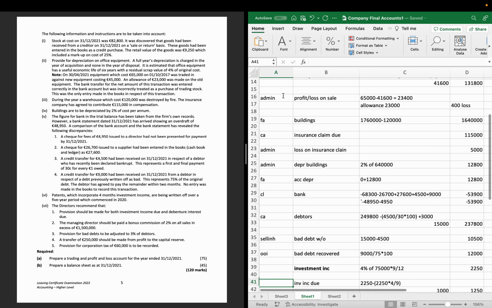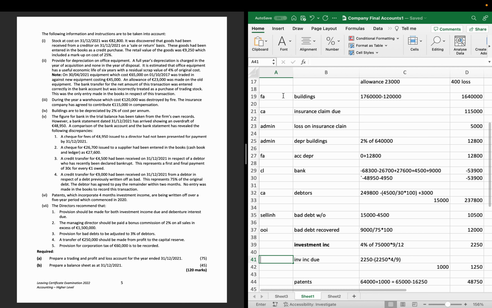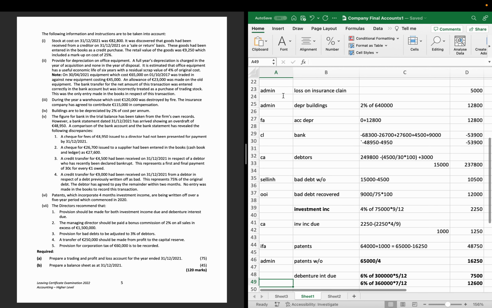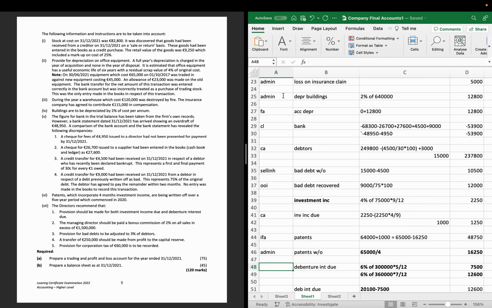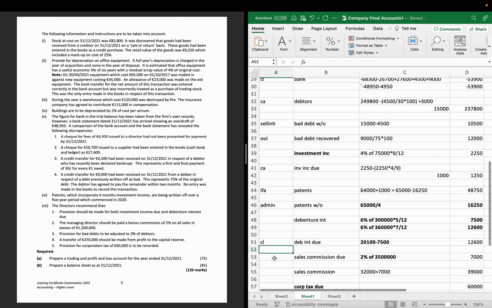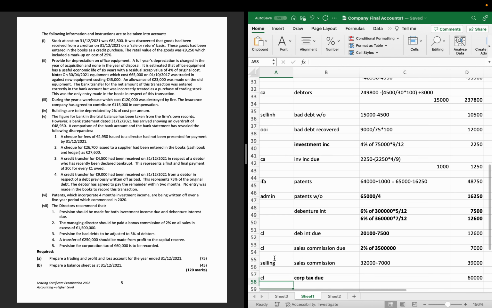Investment income goes in its own spot. Investment income due is a current asset. Patents is an intangible fixed asset. Patents written off admin. Sorry, that should be just debenture interest, so it goes in its own spot. Debenture interest due is a current liability. Sales commission due is a current liability. Sales commission is selling. The corporation tax due will be a current liability.